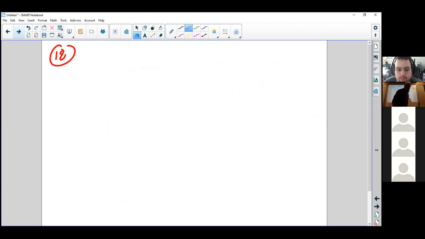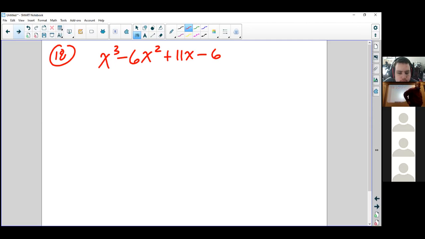Okay, so number 18 says I have x to the third minus 6x squared, and then I have plus 11x and minus 6. So our factor by grouping probably will not work. So let's not jump on that right away. So what I'm going to do is this. Is everybody okay that I put that 1 out in front?